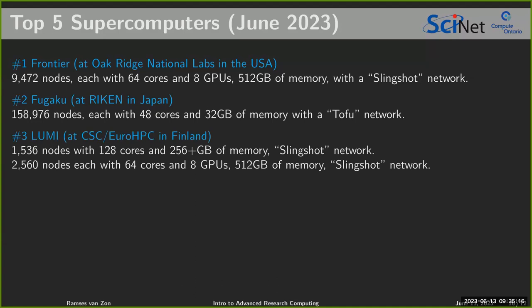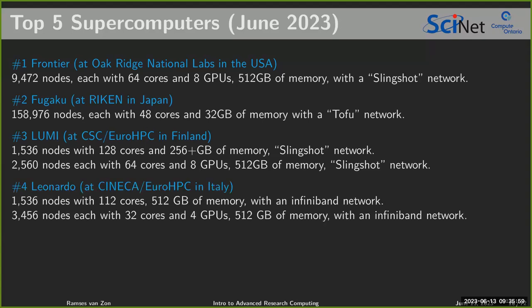Number three is in Finland, and this is a mixture. It has 1,500 nodes with just many cores and a good bit of memory, and then about 2,500 nodes with a bunch of cores and GPUs. So they have that mix, and that makes sense because some applications just don't run very well or are not ported to run on GPUs. And so it would be a waste to have every node have GPUs and not use the GPUs. GPUs aren't cheap and they take energy. So this kind of makes sense to have a two-pronged approach. And you'll see as you get less specialized, lower down the list, this happens all the time.